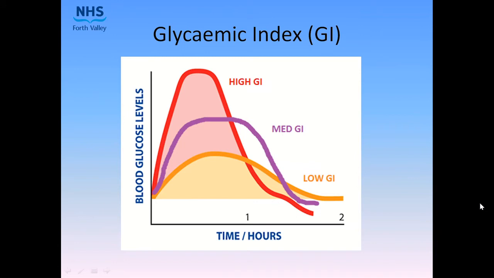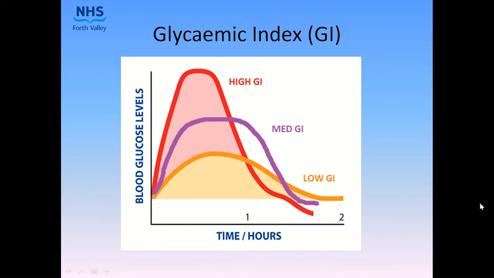This graph illustrates the different rates of glucose release for different types of carbohydrates. High GI, or quick-releasing starchy carbs, cause a sudden peak in glucose levels, which can be difficult for your body to control. You can see that the curve for medium GI is more gentle, with low GI carbs, like fruit and milk, producing the slowest and steadiest release of glucose energy into your bloodstream.